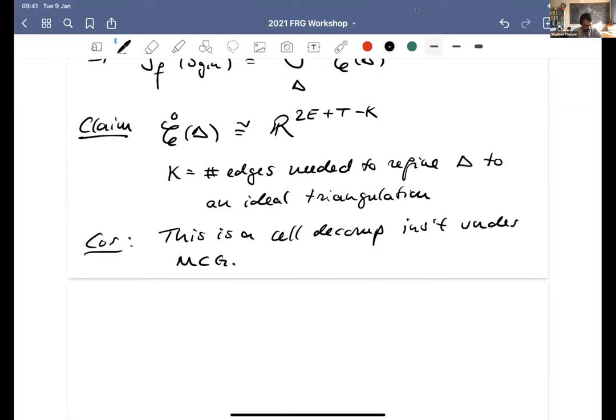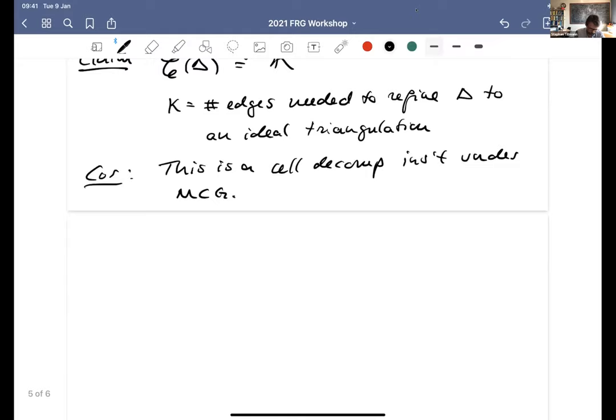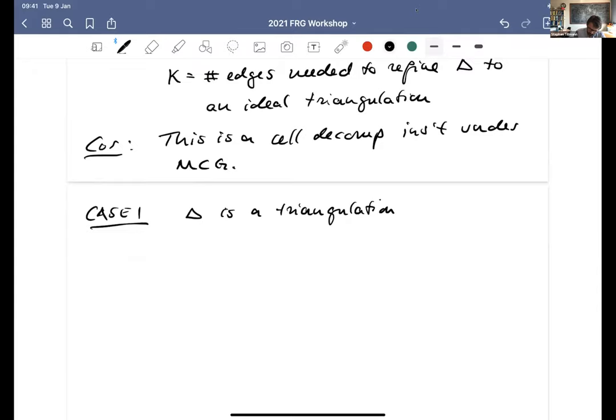Yeah. Okay. So maybe I still have quite some time, so I would like to at least sketch the proof. Yeah. So how do we show that this is a cell decomposition? So here's sort of case one. So let's say delta is a triangulation. So what I will do is I write my elements actually. So let's say A bar is an element of R to the T times R to the 2E.